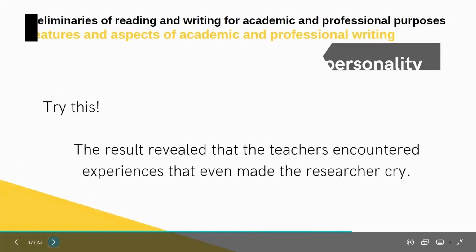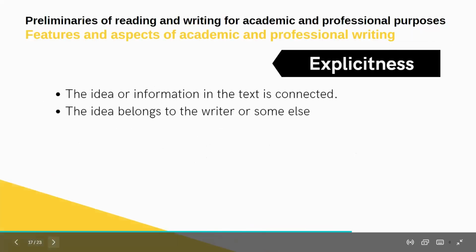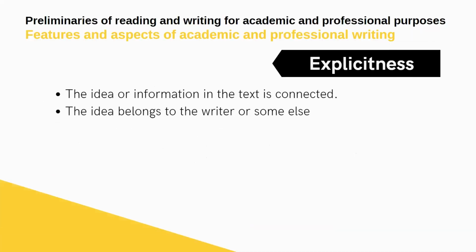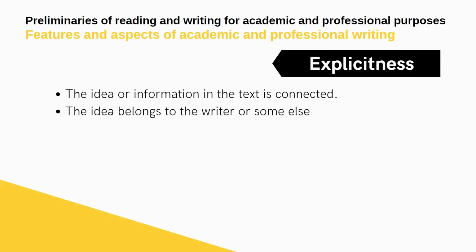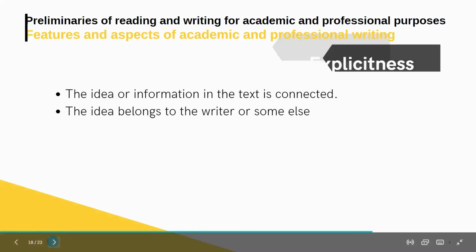Now, let's talk about explicitness. This shows the connection of the ideas or information in a given text. It also shows the source of the data. There are phrases that can be used to achieve explicitness in writing. For example, when you want to show additional ideas, you could use the words furthermore, moreover, besides, etc. And to refer back to an idea, you could use as mentioned, and as stated previously. And actually, there are more ways to show explicitness.